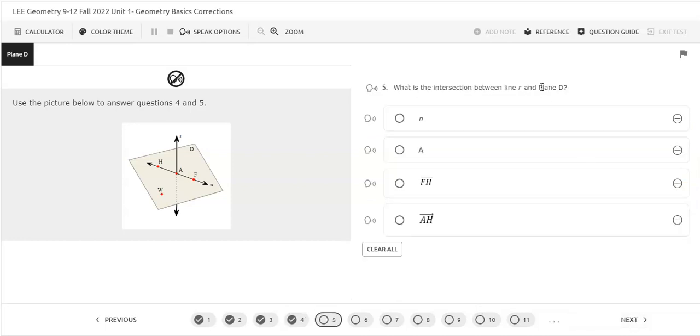What is the intersection between line R and plane D for number 5? Line R is right here. Plane D is the beige shape. Point A is where the line crosses the plane.